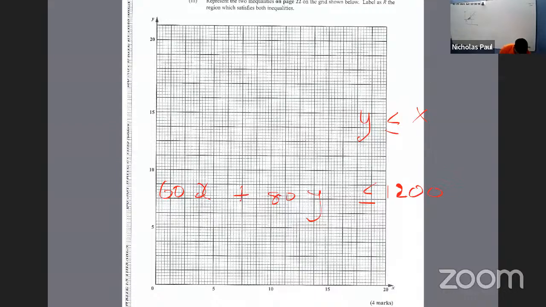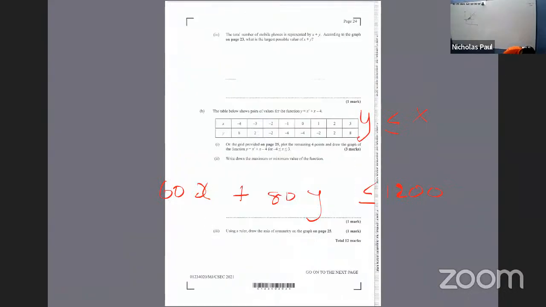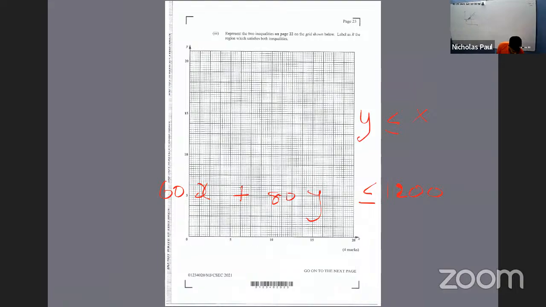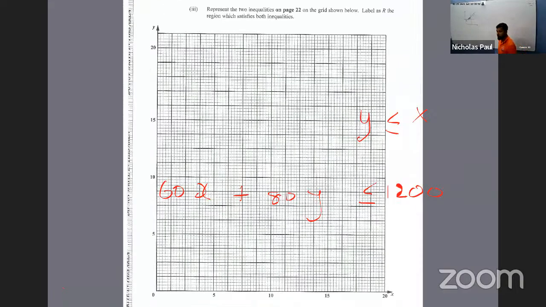Right? This question, all they wanted you to do is to draw it. Oh yeah, largest possible x plus y. That's the equation you're maximizing. It's only two inequalities. You only have to draw two inequalities. Four centimeters is 5.